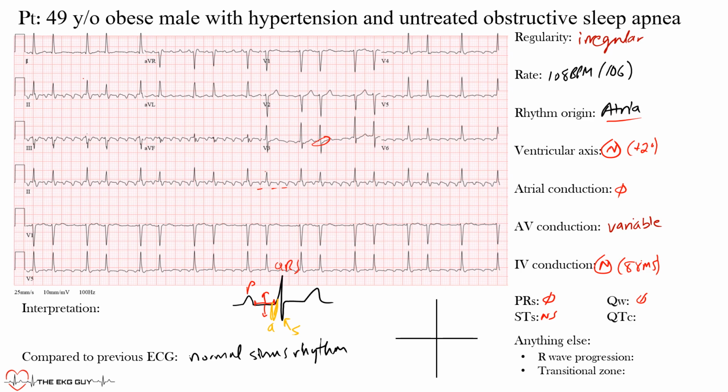Next, we have to look at the QTc interval. The QT interval is from the beginning of our Q wave, or QRS complex, to the end of our T wave. So it includes our QRS complex and the T wave. In other words, the QT interval equals QRS complex plus ST segment plus T wave. So all of that, this is our ST segment. That's what that is.